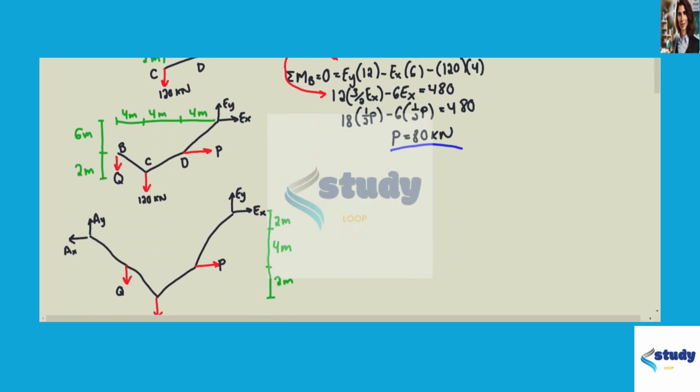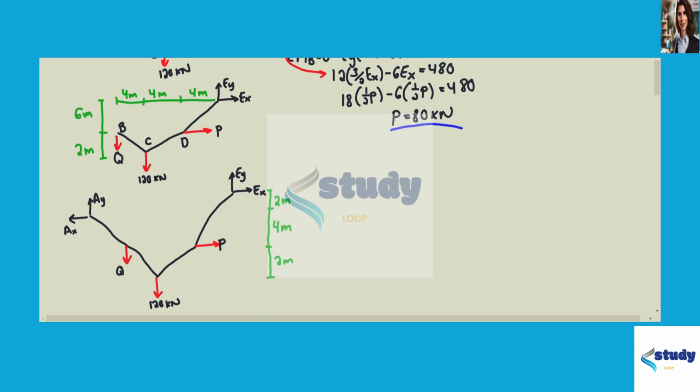Now it's time to solve for Q. We can draw a free body diagram from A to E, including the reaction forces at A. AY is in the positive Y direction, and AX is in the negative X direction. So we're going to do the sum of moments around A and set it equal to 0.